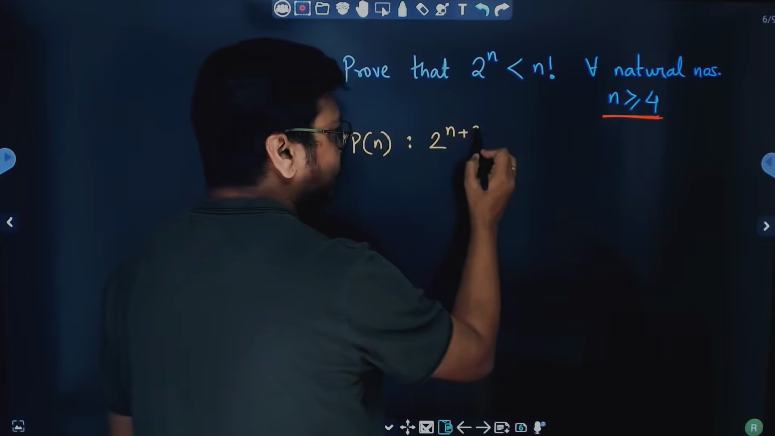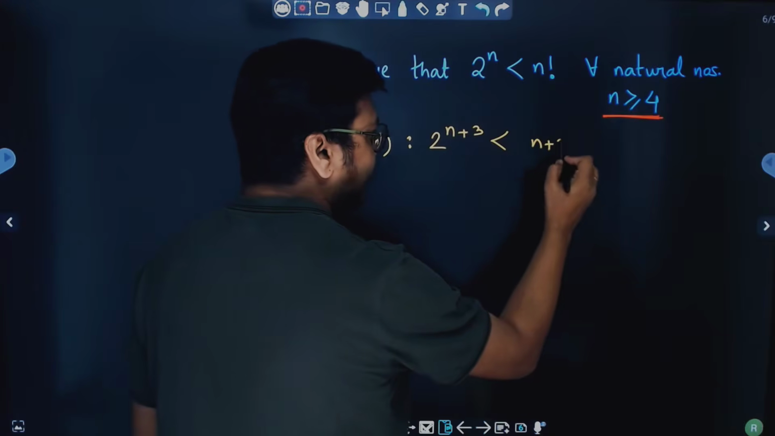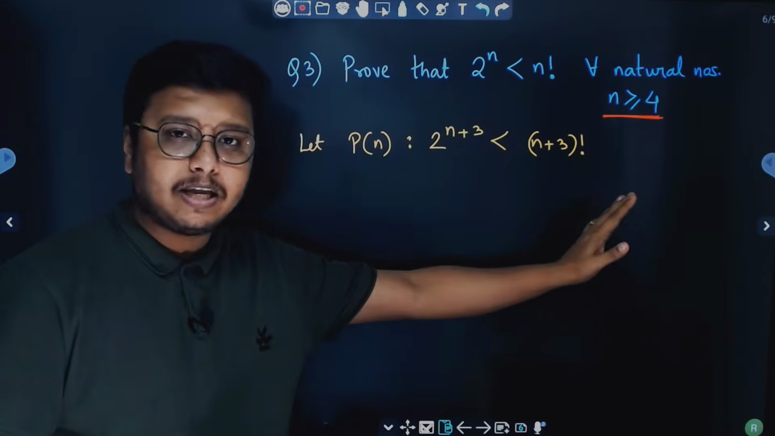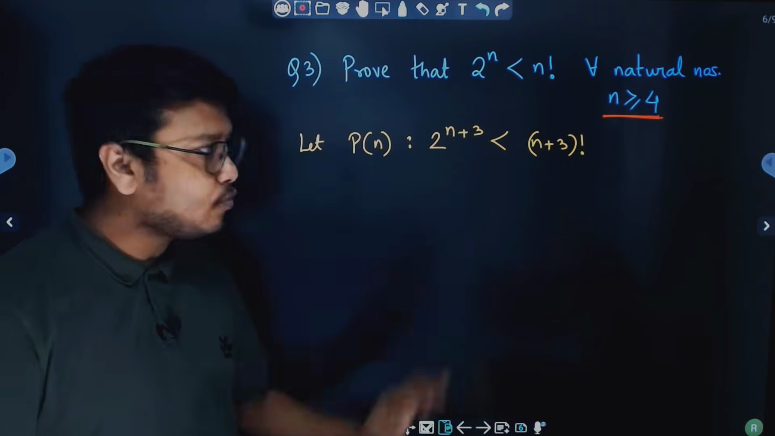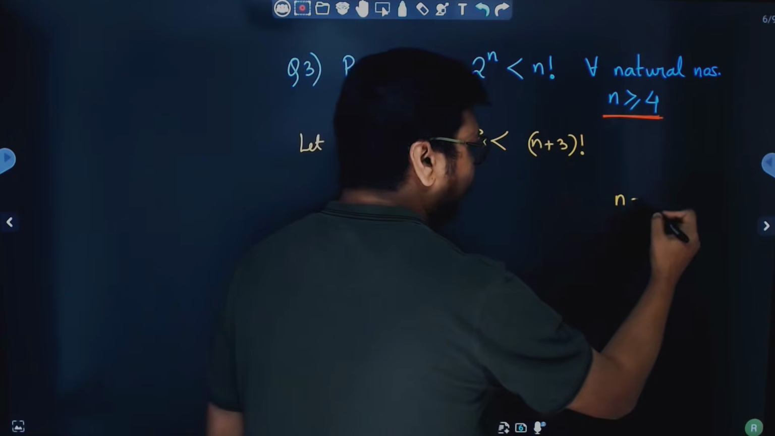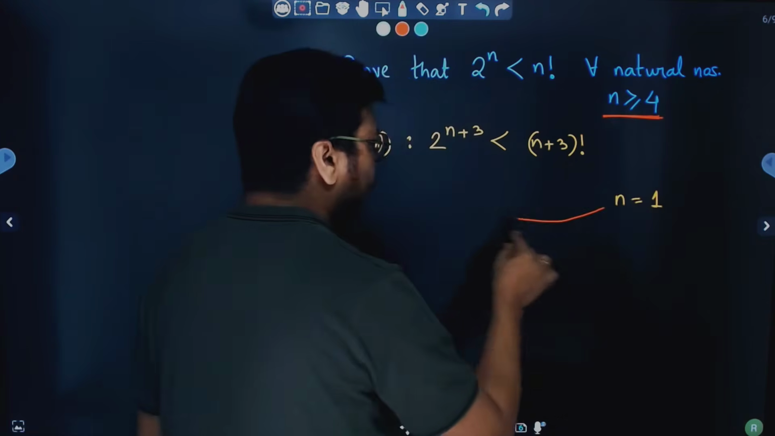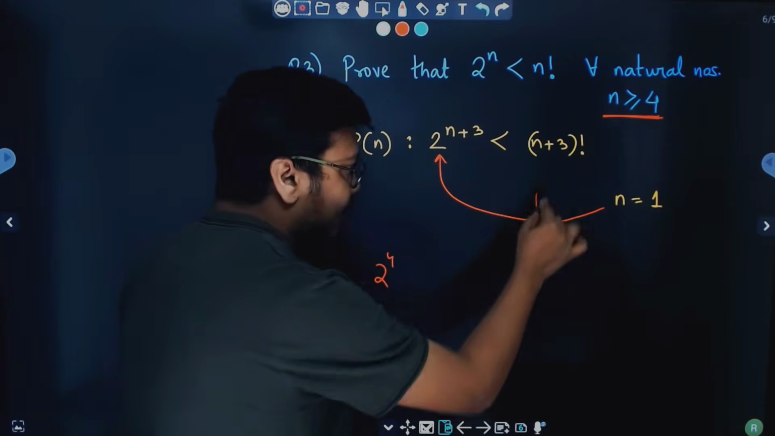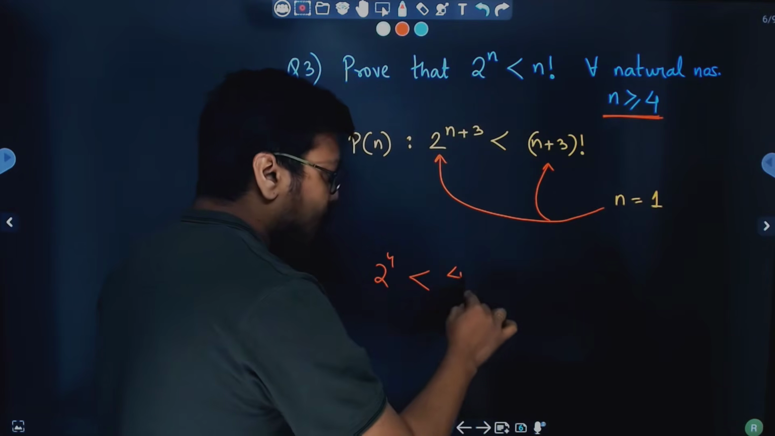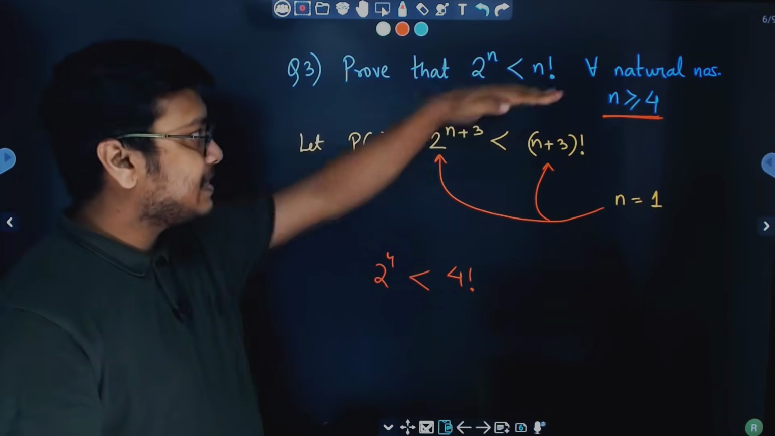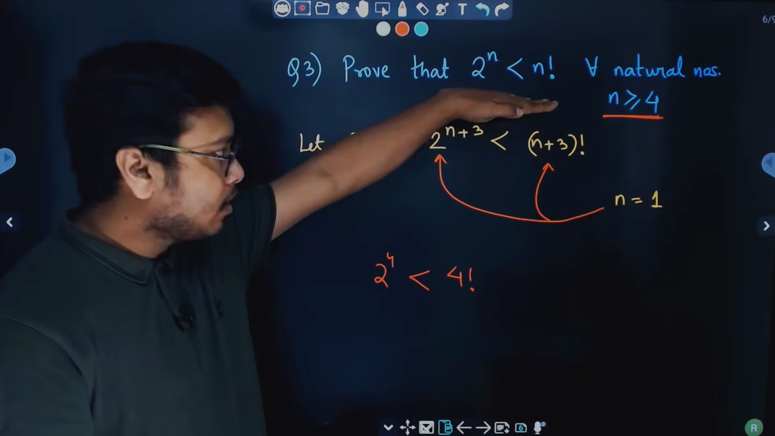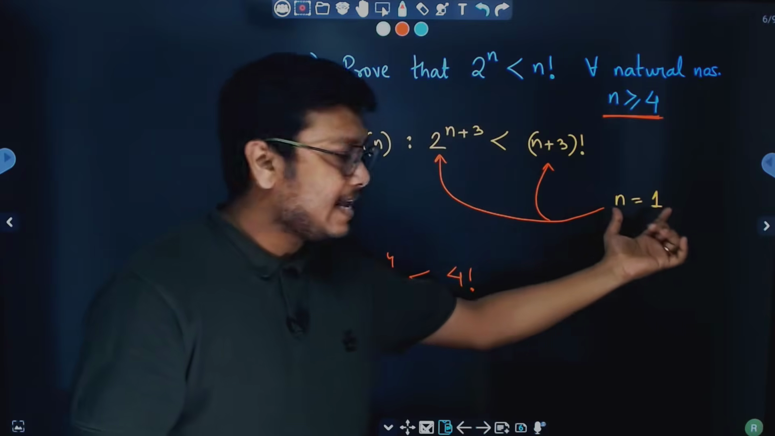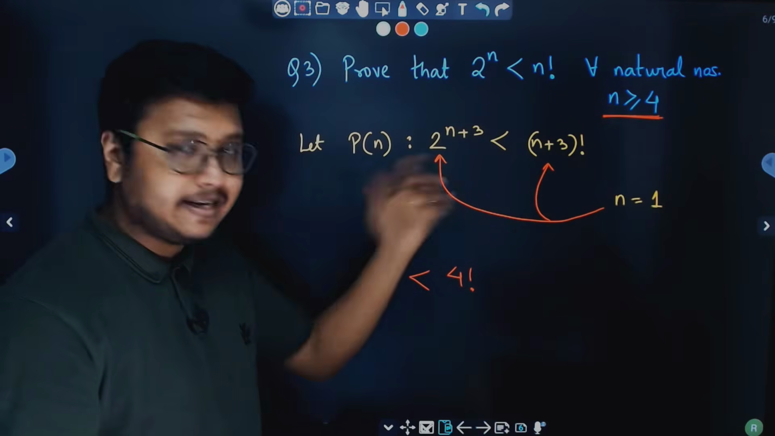I can write 2 to the power n plus 3 is less than n plus 3 factorial. Okay, so if I reframe my question, now see, if you put n value 1 right over here, that becomes 2 to the power 4, and if you put n value 1 over here, that becomes 4 factorial. So that means I am showing the same statement as for n value 4, but I have shown it by taking n value 1 by manipulating my statement.